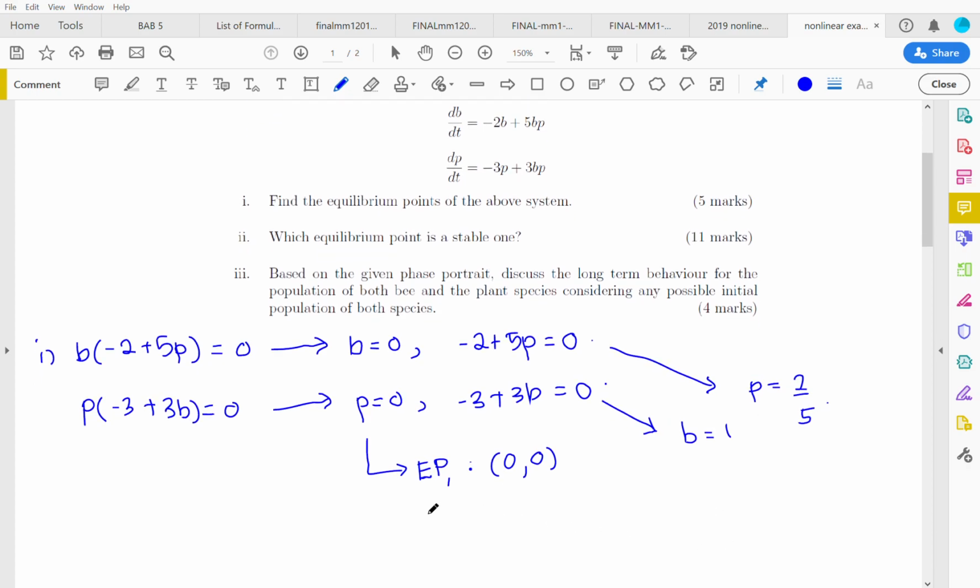We get the second equilibrium point: b equal to 1, p equal to 2 over 5.